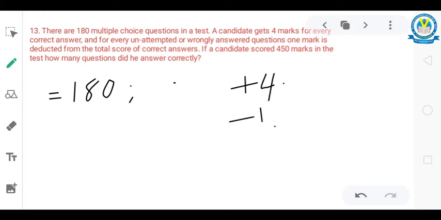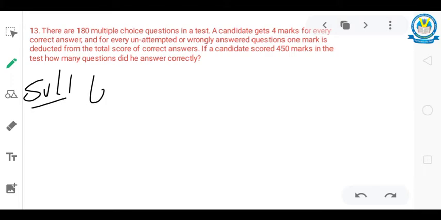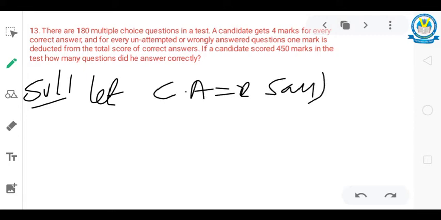First of all, we don't know the number of correct answers. Solution: let the number of questions attempted correctly be x. The number of correct answer questions we don't know, so let it be x. At the same time, the number of wrongly answered questions: total questions are 180, correct answer questions are x, so wrong answer questions are 180 minus x.